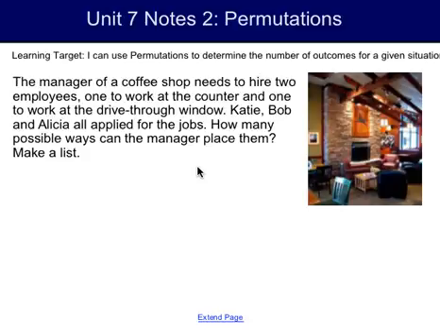Hoopert speaking, as always. Alright, the manager of a coffee shop needs to hire 2 employees, 1 to work at the counter and 1 to work at the drive-thru window. Katie, Bob, and Alicia all applied for the job. How many possible ways can the managers place them? So here's what we have. We have a counter person. This is a counter. And then we have the drive-thru.